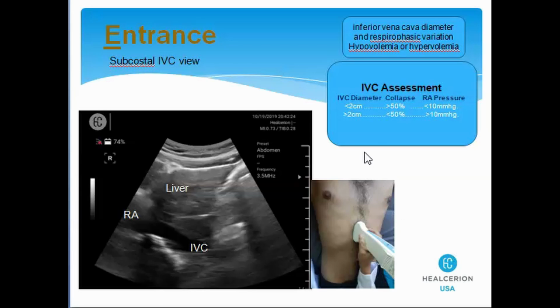But in the cases where the IVC is less than 2 centimeters in diameter, and it is collapsing more than 50% in such a way that the walls are touching each other, and the diameter is also very small, this indicates that the patient is hypovolemic, and you can give the patient the fluids.